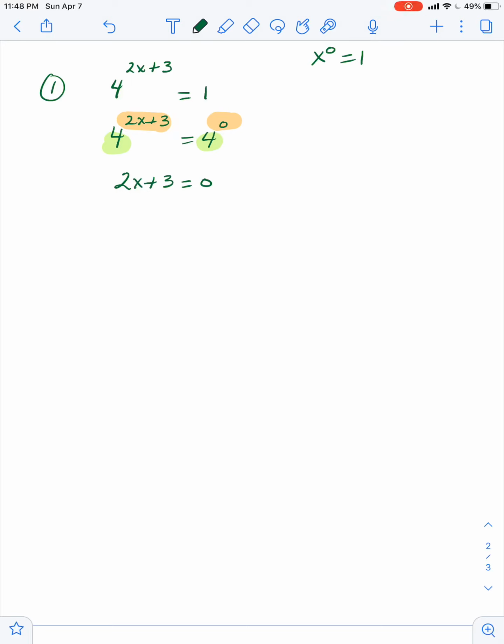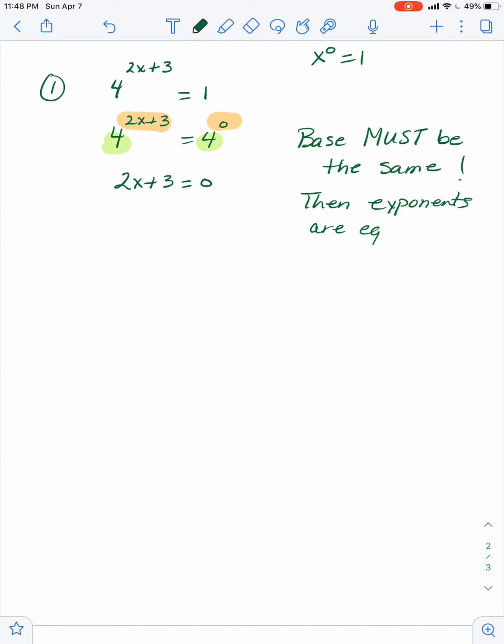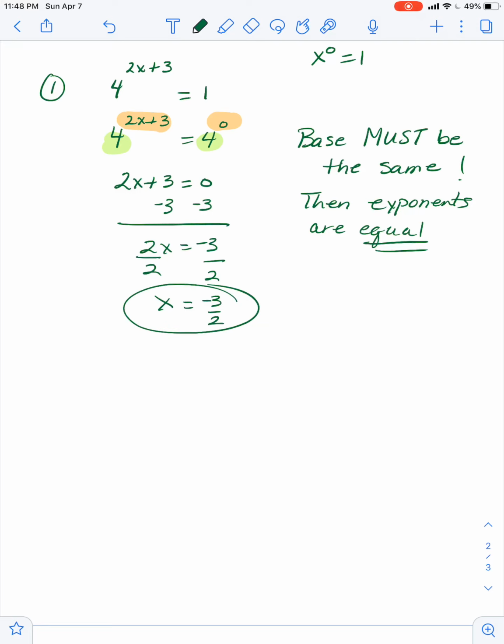Again, the bases must be the same, then exponents are equal. And that's where the equation comes from. So from here you can handle it. You're just going to go ahead and subtract the 3 over. 2x equals negative 3. Divide off. And voila, there's your answer.